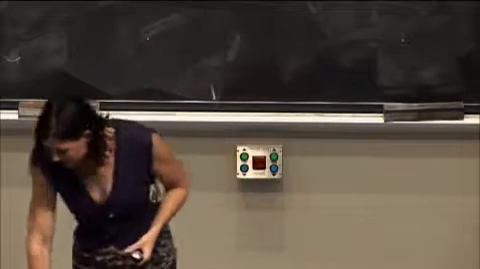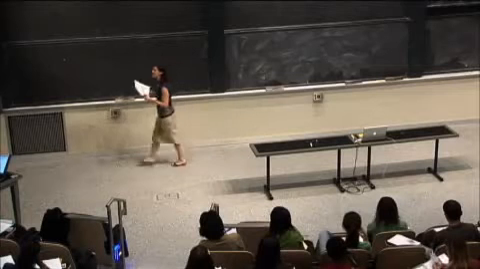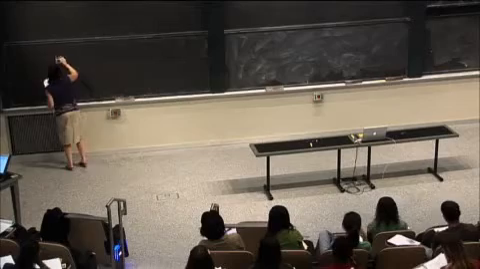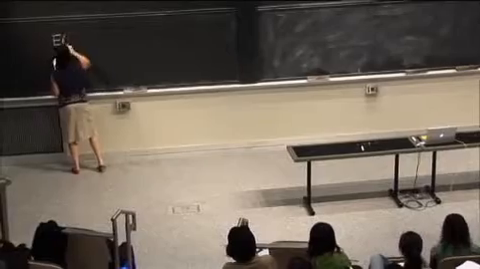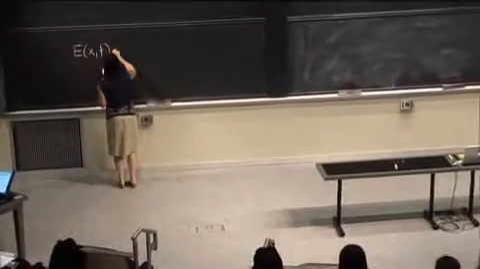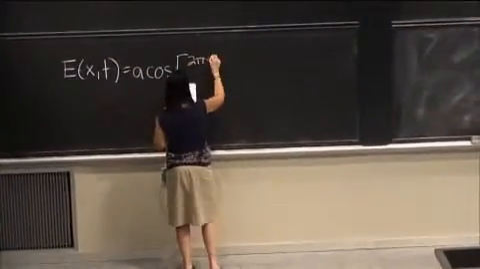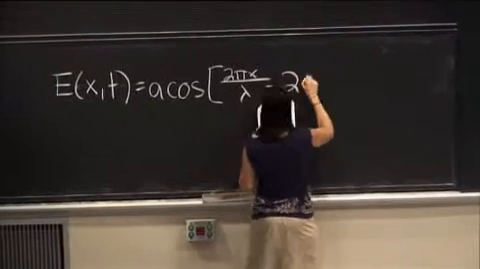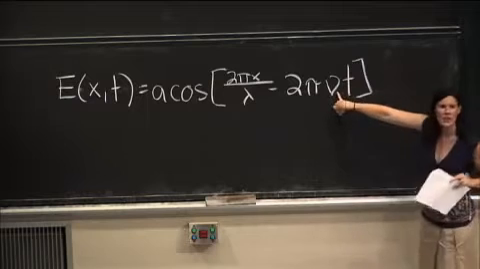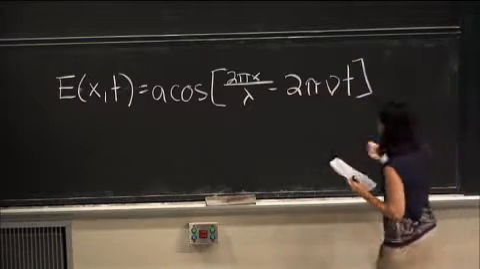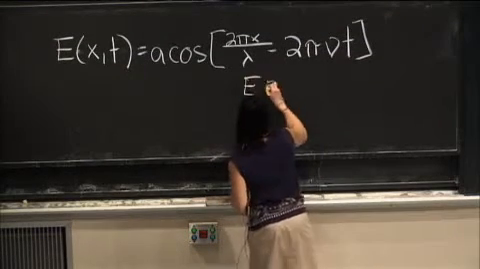We can also mathematically describe what's going on here other than just graphing it. If we want to look at the mathematical equation of a wave, what we're describing, as I mentioned, is the electric field. We're not worrying about the magnetic field here. As a function of x and t, E(x,t) = A cos(2πx/λ − 2πνt). Note that this is the Greek letter nu. This is not a v. Where E is equal to the electric field.